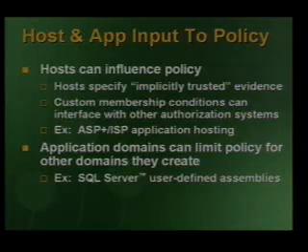Now, how do hosts and applications have input and influence on the policy? Well, first off, the host gets to specify some evidence when it loads an assembly and gives it to the runtime. We call this implicitly trusted evidence, and the reason's real simple. If the host is lying to us, we can't tell. And we assume that the host that spins us up is going to be truthful. If it says this assembly came from xyz.com, then we believe it came from xyz.com.